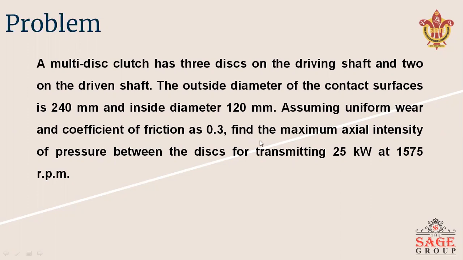We have to determine the maximum axial intensity of pressure, P max, between the discs for transmitting 25 kilowatt. Capital P is equal to 25 kilowatt, or 25 into 10 to the power 3 watt, at 1575 rpm. Speed, capital N, is equal to 1575 rpm.